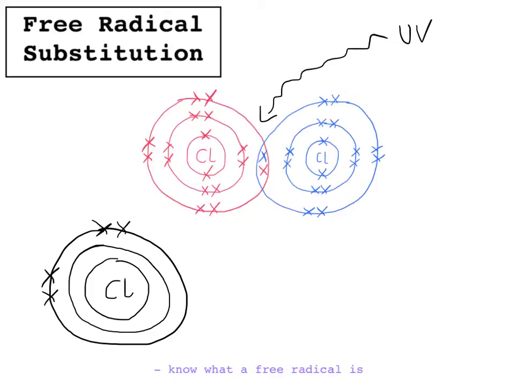So what you get is one unpaired electron here. And that's basically what a free radical is. It's an atom or a molecule with an unpaired electron. And we can draw this chlorine free radical by drawing the chlorine symbol and then a dot, like so, that represents the unpaired electron.